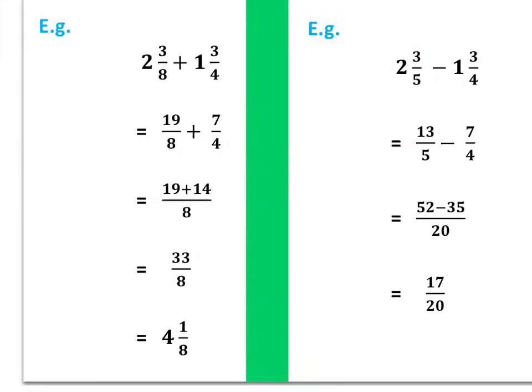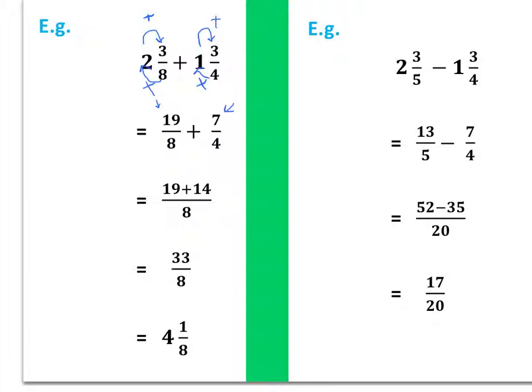Our first example is of two mixed numbers, adding them together. So remember, our first step is to change them into an improper fraction. Remember, we do that by starting at the denominator, timesing it by the number at the top, and then adding on our numerator. So you can see we do 8 times 2 is 16, plus 3 is 19 down here, and here we do 4 times 1 plus 3 is 7, and our denominators stay the same.